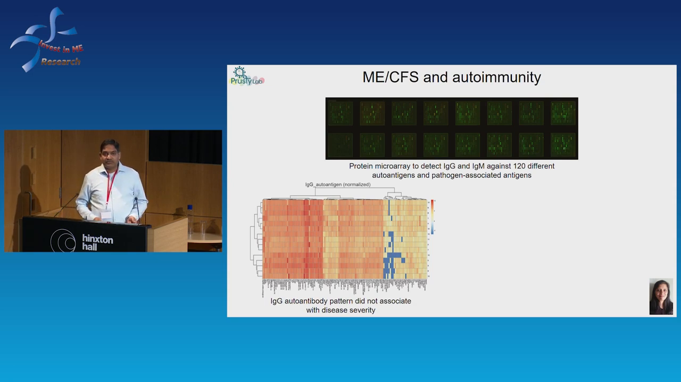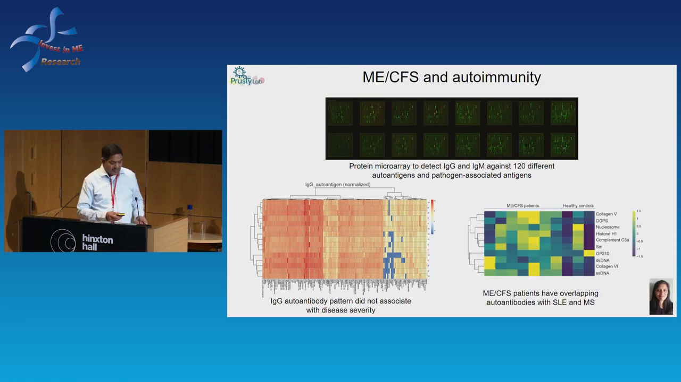Unfortunately, the IgG response against all these 120 different autoantigens did not divide the patients into any groups. Of course, there is increased IgG against many different pathogens. For example, EBNA1 is very high in many patients, but they are random. There is no pattern at all.